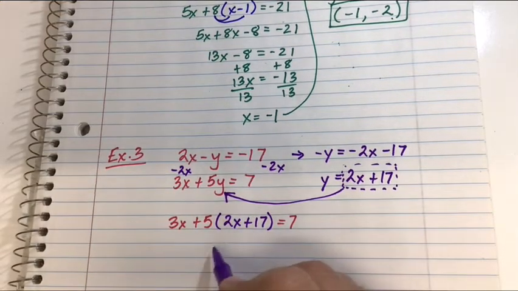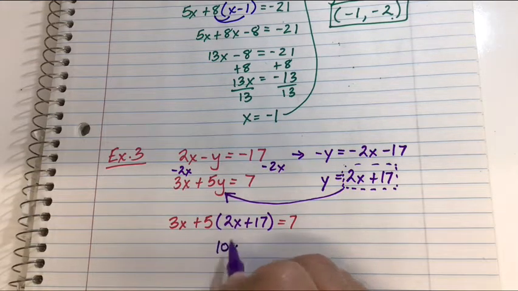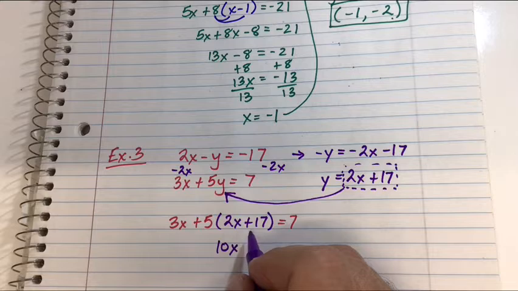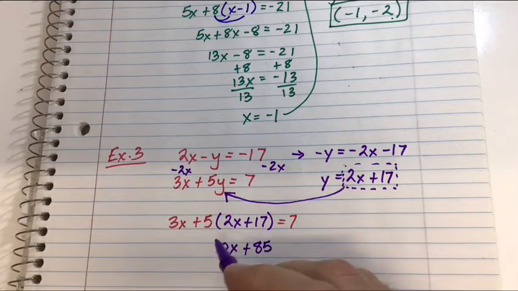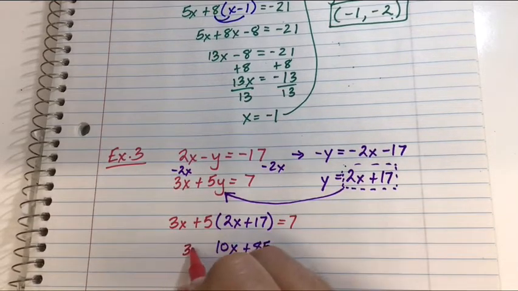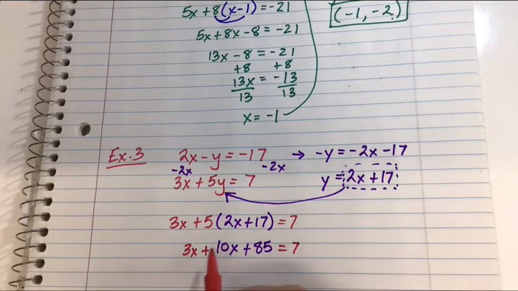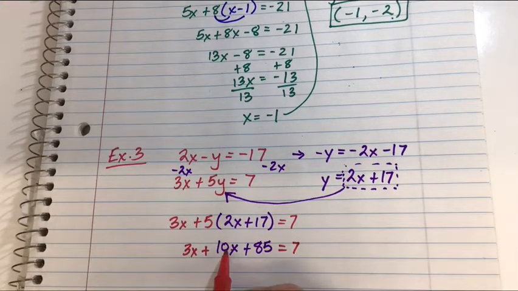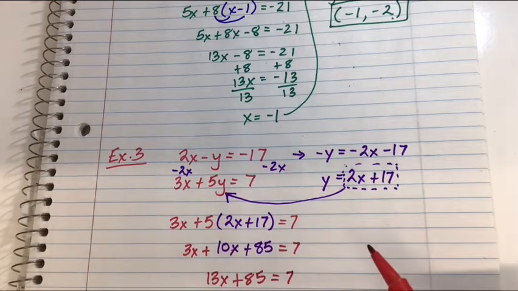Now once again we can distribute first. 5 times 2x is 10x. 5 times 17, when we distribute there, we get 85. And we still have our 3x in front. Okay, so that's 3x plus all of this, and that still equals 7. Now we want to combine our like terms. 3x plus 10x is 13x. And we still have our plus 85, and that still equals 7.